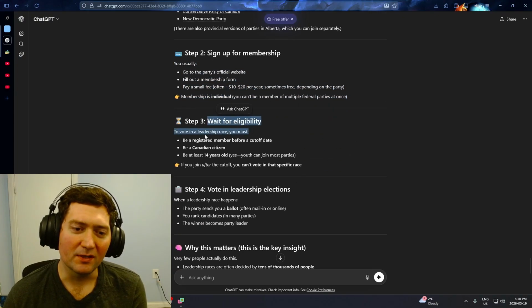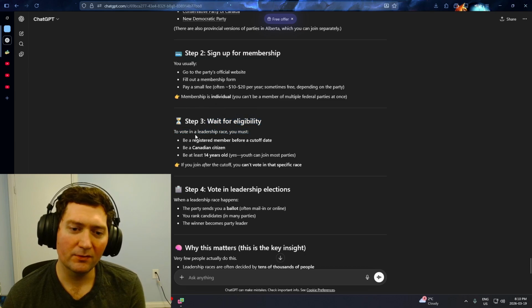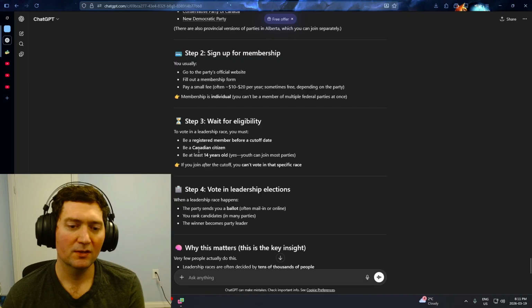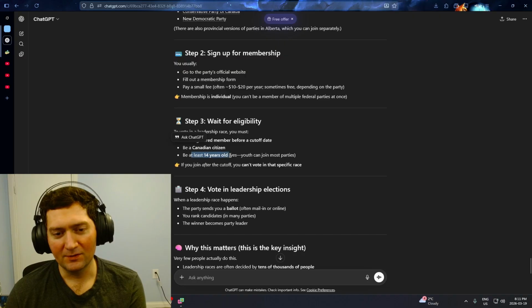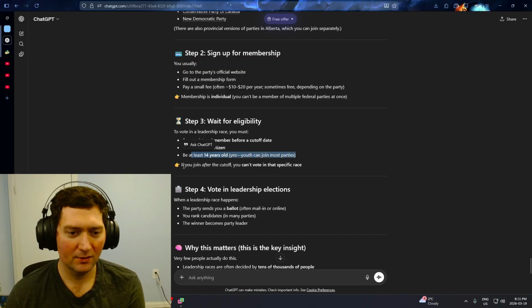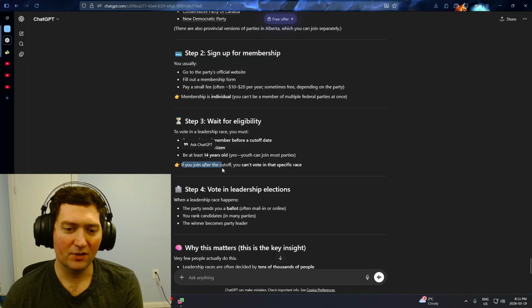Eligibility: to vote in a leadership race, you must be a registered member before a cutoff date. Okay, well, that's just registering. Be a Canadian citizen. Check. Be at least 14 years old. Yes, you can join parties. Check. If you join after the cutoff, you can't vote in that specific race.